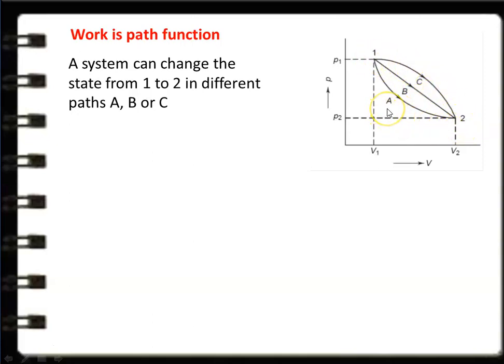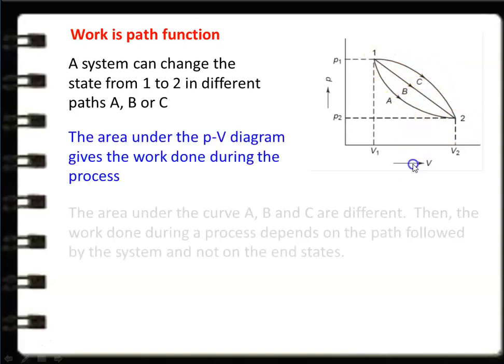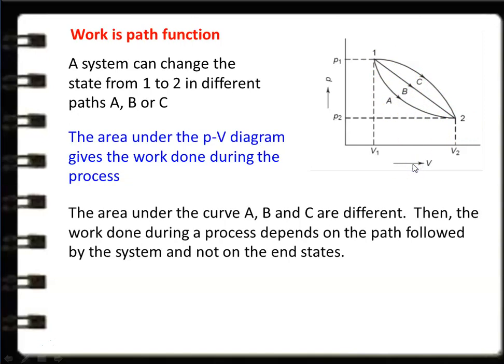So the work done for the processes A, B, C are different because they follow different paths. But for all the three processes, the end points are the same. So 1 and 2 are the same for all three processes. The end points are the same and the paths are different. So the area under the curve for A, B, C are different.